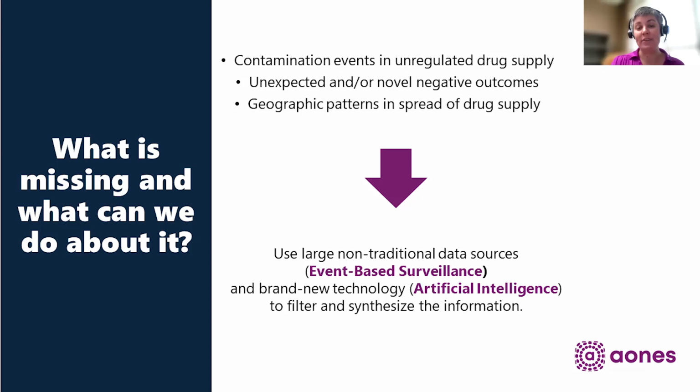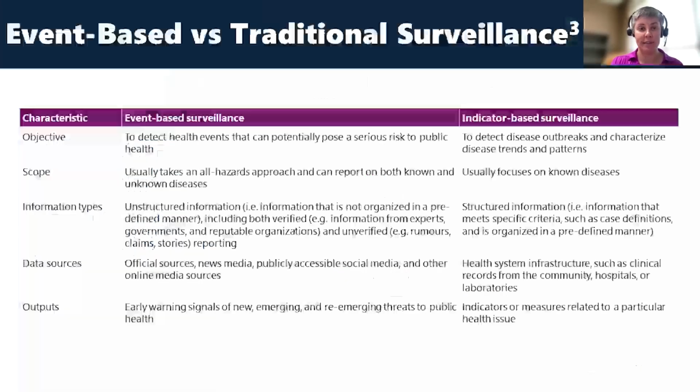We know that there is anecdotal and word-of-mouth cross-jurisdictional information sharing about emerging threats within the people who use drugs community. We believe that there was an opportunity to build a near real-time surveillance system that could aid in this. How? By using large non-traditional data sources and looking for unusual events, or a type of surveillance system called event-based surveillance. With these large data sources, we need different methods to extract and synthesize information, which provides an opportunity to use AI to aid in the automation of this task.